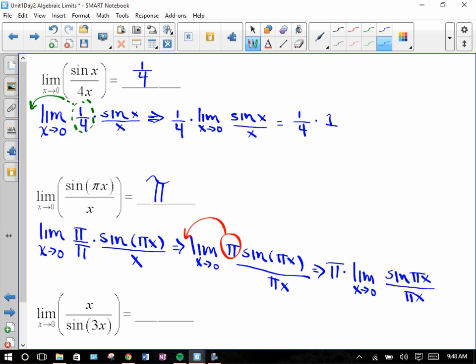Now, would anyone want to take a guess as to what this next one would be?